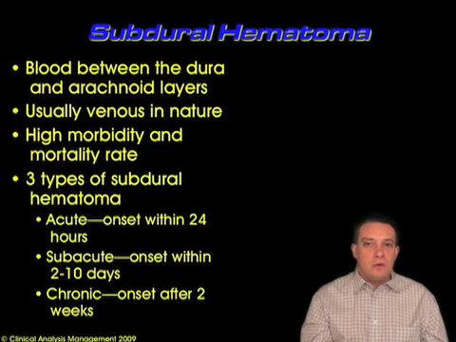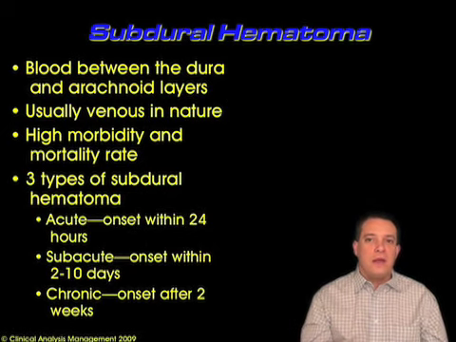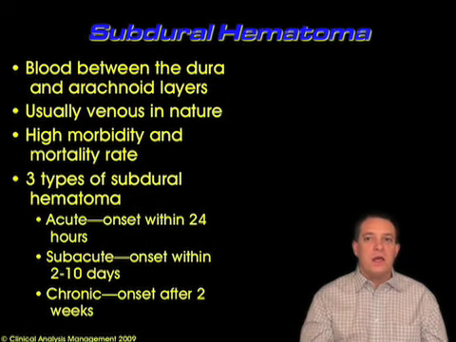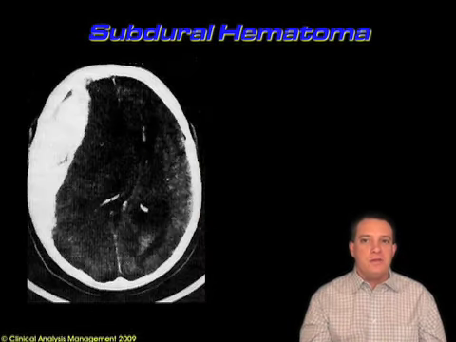Now, when we talk about subdurals, we break them down depending on how quickly they present themselves. If the patient takes a shot to the head and the patient has neurologic symptoms within the first 24 hours, we would call that an acute subdural. If the patient waits 2 days to 10 days before they have symptomology, we call that a subacute subdural. And finally, if the patient presents with symptoms of neurologic complications, but it's been greater than 2 weeks since they took a shot to the head, we would call that a chronic subdural.